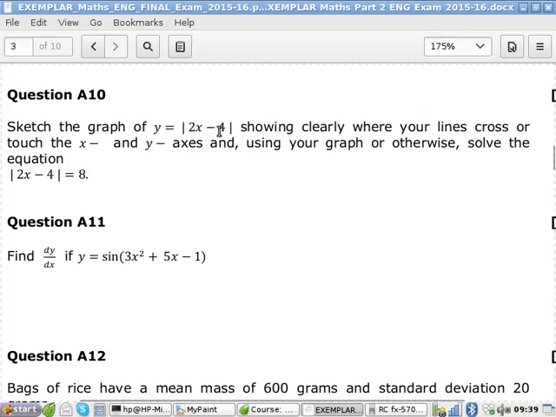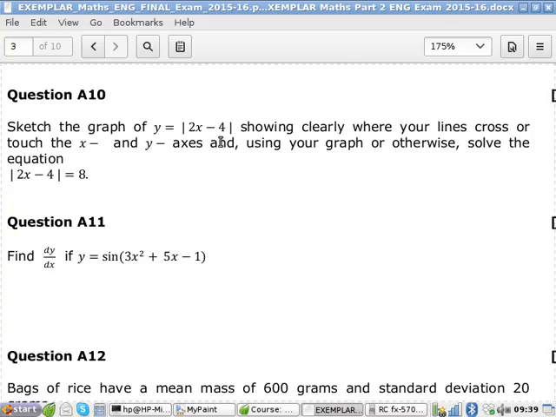Yeah, the minimum is when this is 0. So the x would be 2 and the y would be 0. Okay, why don't you try to draw it?